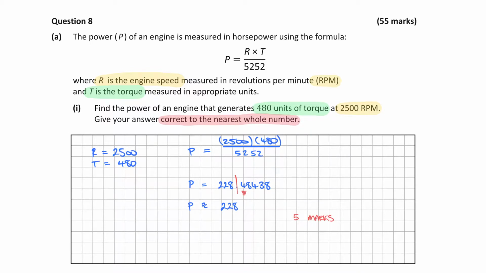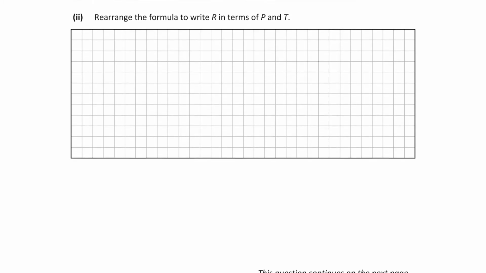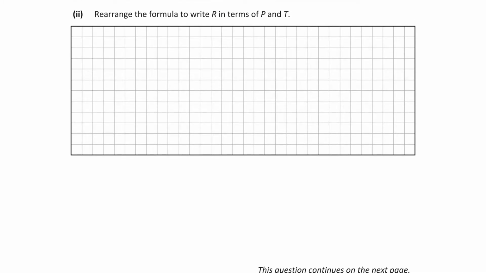Okay, so that brings us on to part 2. With part 2, it said to rearrange the formula to write R in terms of P and T. I just wrote out the formula that was given in the question. So we were given that in the first part of the question. So they want you to rearrange the formula to write R in terms of P and T. If it says in terms of, that means that we need to get the R by itself. So we want to get that R there by itself. How we do that is we get rid of everything that's attached to it.